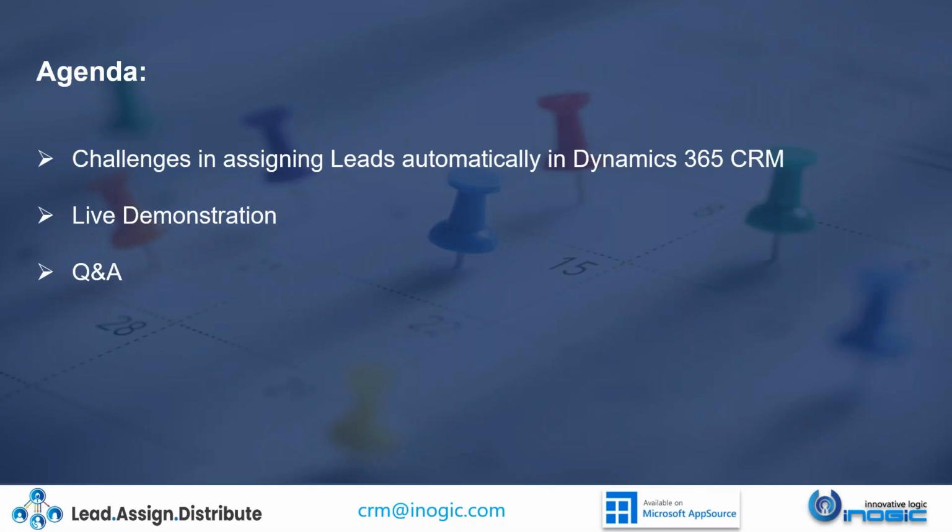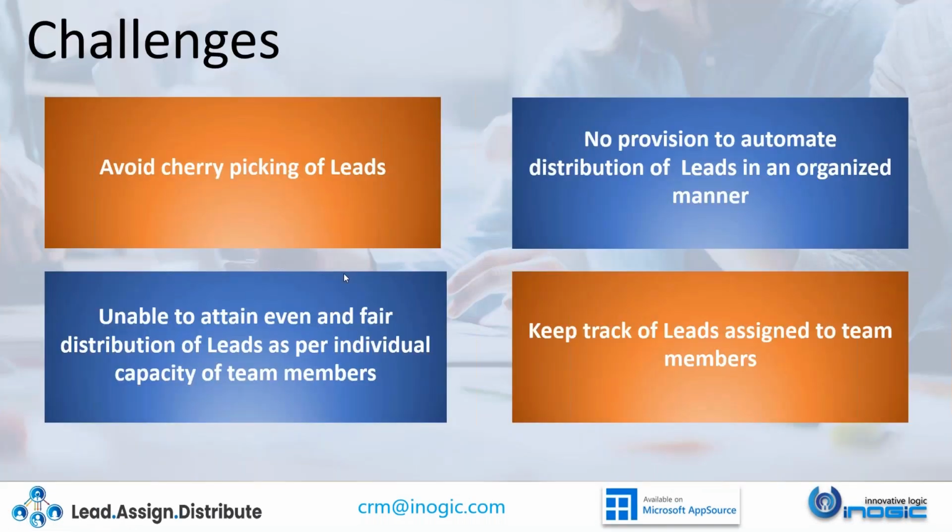Let's see the agenda for today's session. Firstly, I will be talking about the challenges that organizations mostly face while assigning leads automatically, followed by a live demonstration. And towards the end, I will open the floor for your questions. So here are some of the common challenges that most organizations usually face when it comes to automatic lead assignment or record assignment. The first and foremost is cherry picking of the leads.